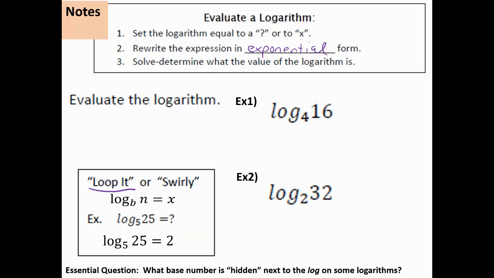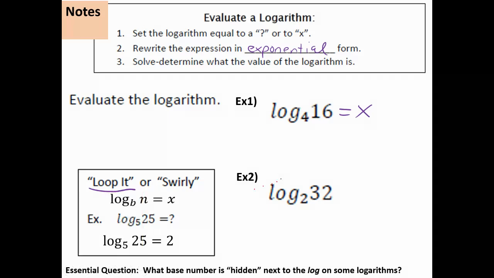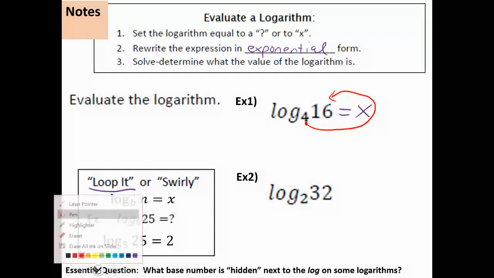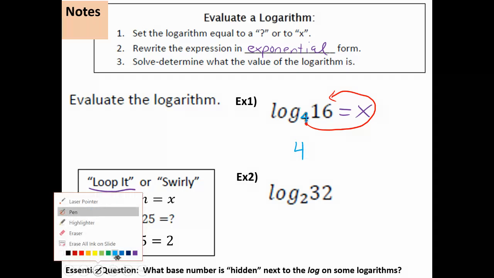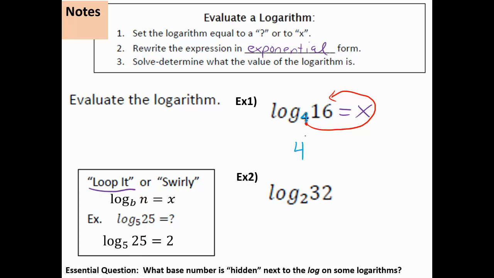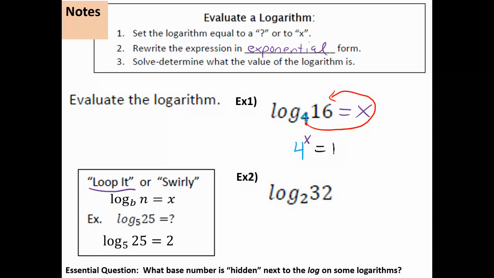So basically what power. All right, so the first one, I'm going to go ahead and set it equal to an x. And then we're going to go ahead and rewrite it into exponential form. So remember, it's all about that base. We're going to start with that base, go and hit our power equal to 16. If you can do this in your head, even better. So our base is 4. So I'm going to go ahead and rewrite 4. And then we're going to write it to the x power and then set it equal to 16.